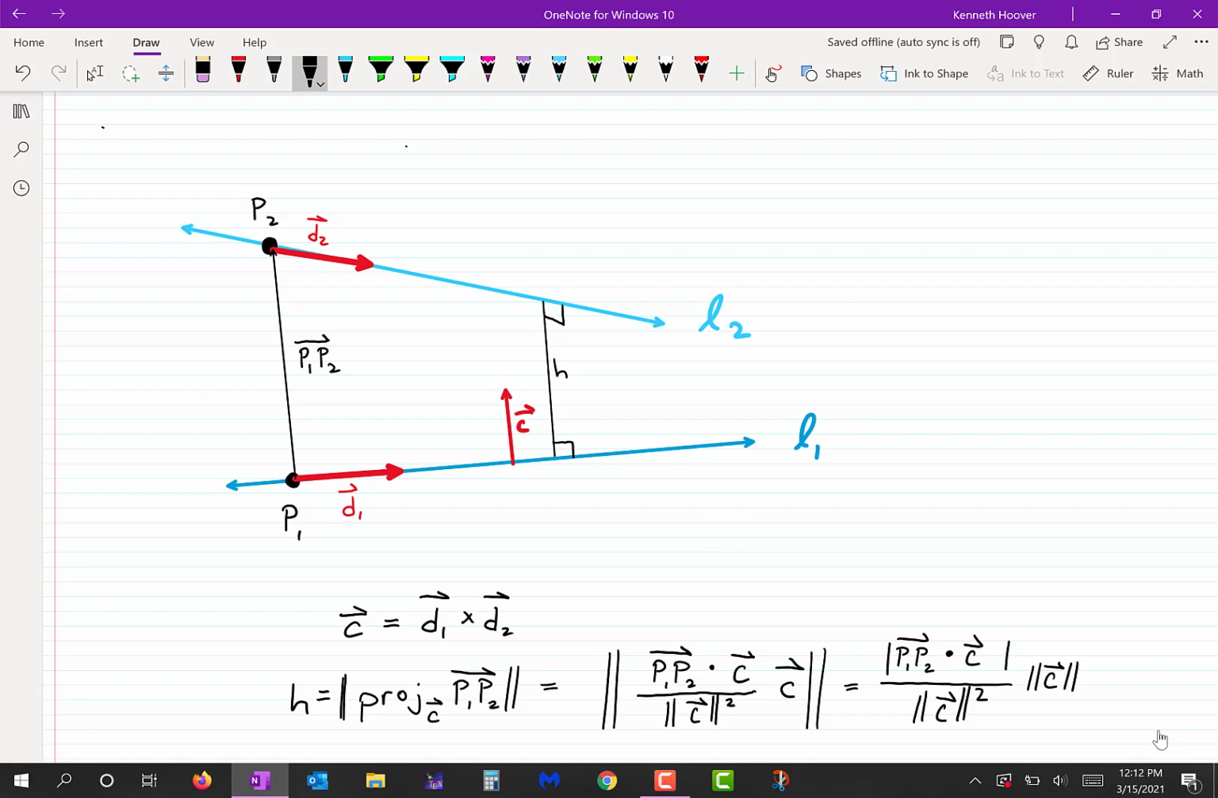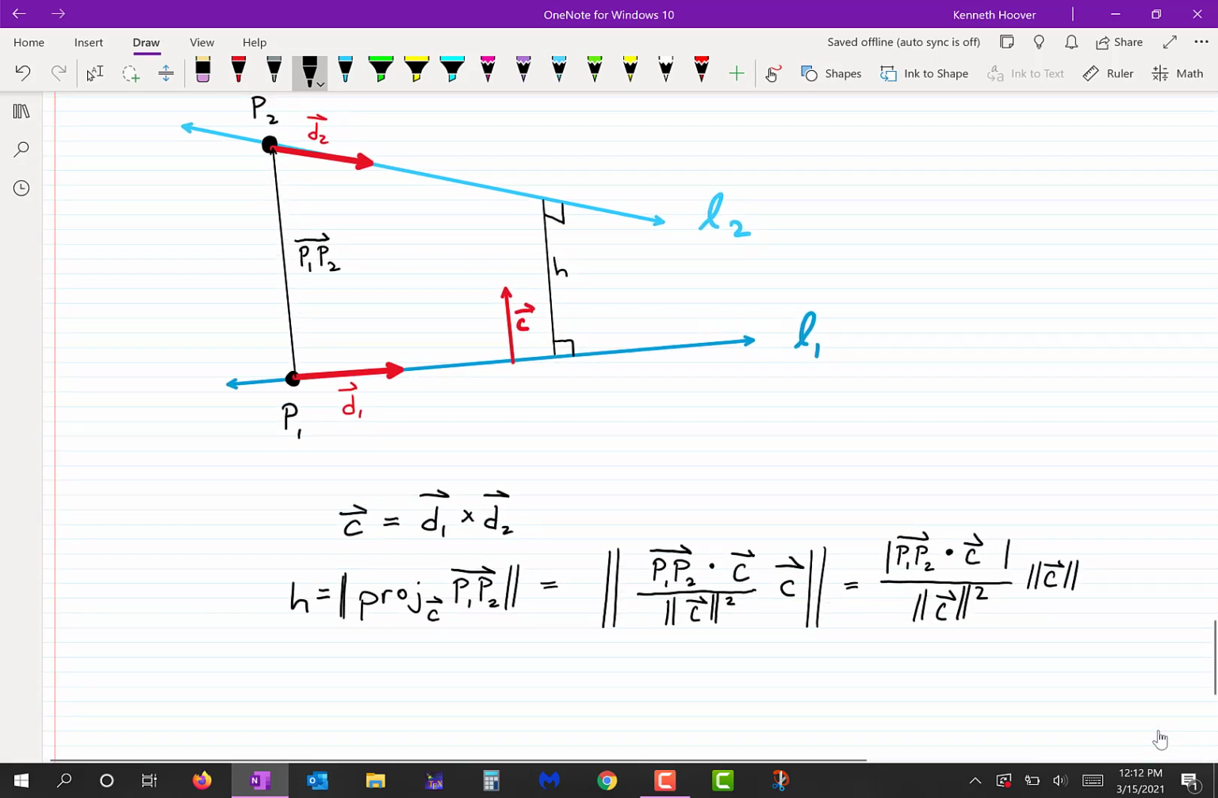Do a little bit of canceling. And what are we left with? The absolute value of the vector from P1 to P2 dot vector C divided by the magnitude of vector C. That's how far apart the two lines are.